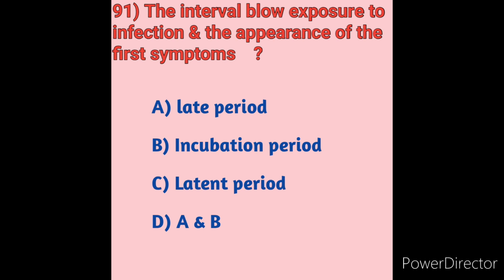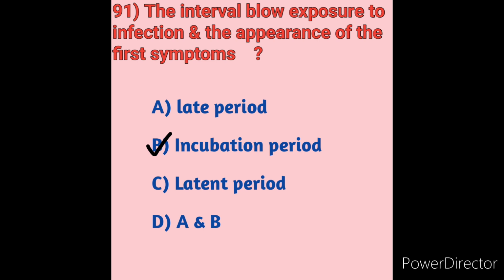The incubation period is the time between a person contracting a virus and their symptoms starting to show. For example, the incubation period of chickenpox is 14 to 16 days. The interval between exposure to infection and the appearance of first symptoms is called the incubation period. So here option B is the correct answer.